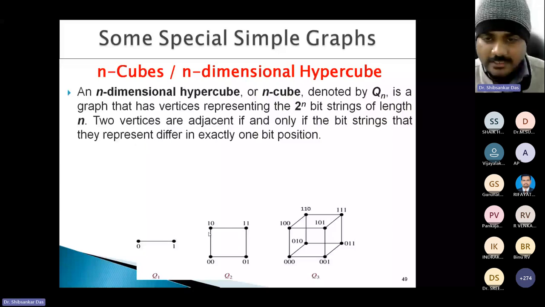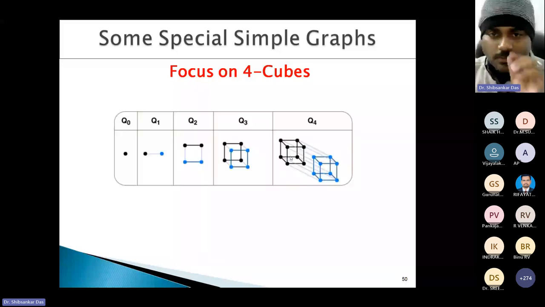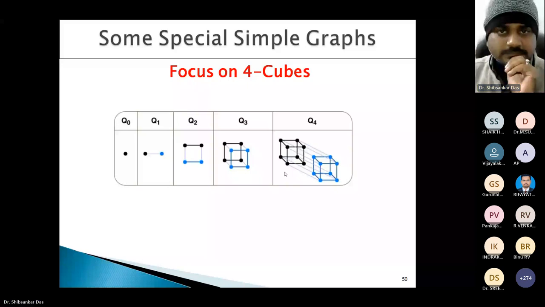Q3, look at this one. For this vertex, the number of mismatches is one, one, one, and so on. Similarly, this is Q0, Q1, Q2, Q3, and look at Q4. This Q4 and this Q3 and Q3, and there is an edge connecting them, and so on.